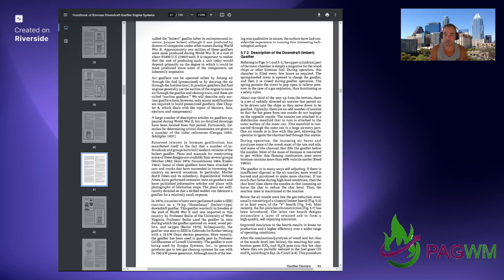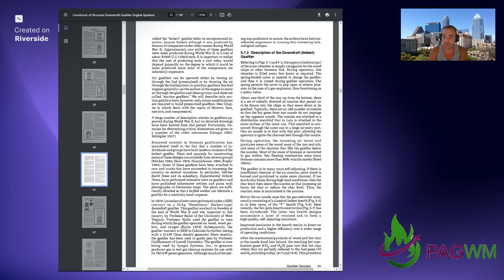A large number of descriptive articles on gasifiers appeared during World War II, but no detailed drawings have been located from that period. Fortunately, formulas for determining critical dimensions are given in a number of older references. Renewed interest in biomass gasification has manifested itself in the fact that a number of individuals and groups have built modern versions of the Imbert gasifier.